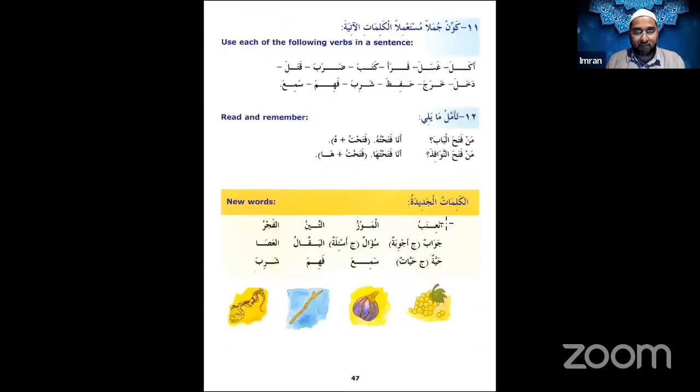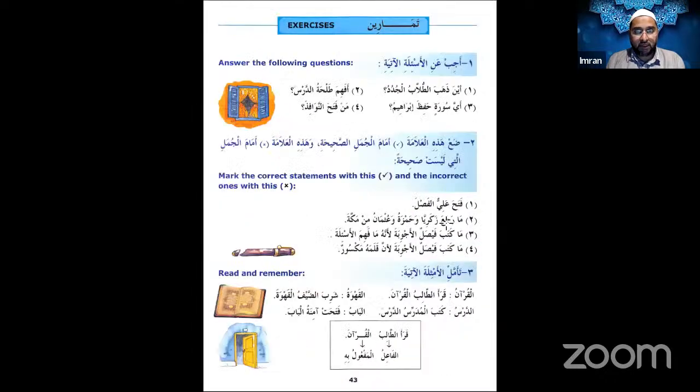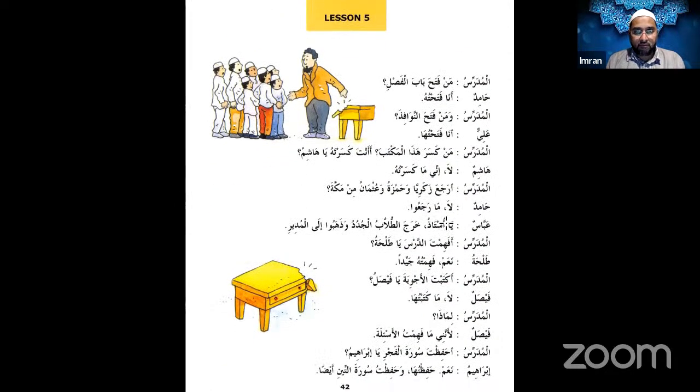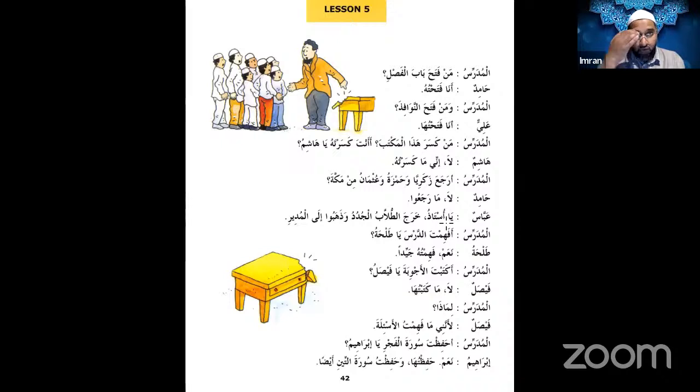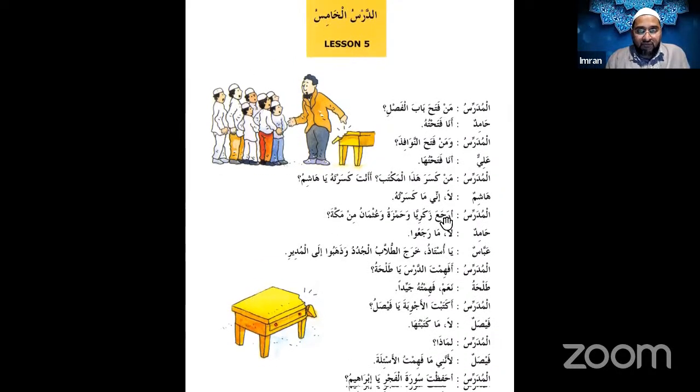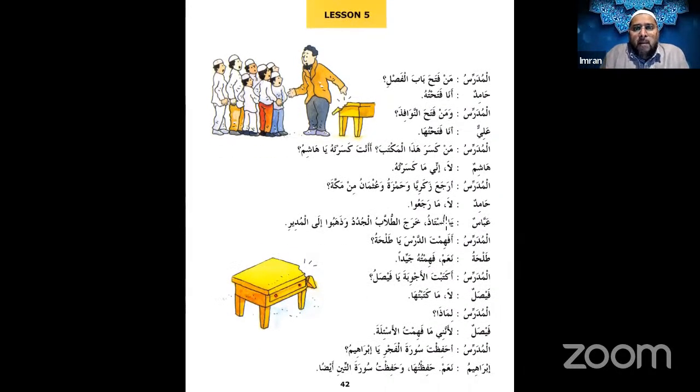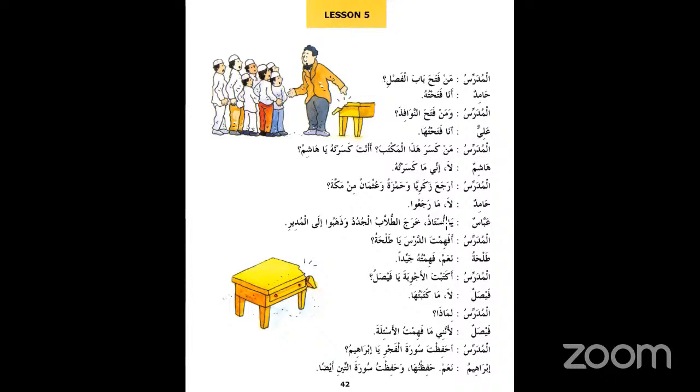Right. Let me go through the lesson now. Bismillahir Rahmanir Rahim. I'm going to read the lesson and then I'll bring some students on the mic. Ad-Darsul Khamisu, the fifth lesson. Al-Mudarrisu, man fataha bab al-fasl, who opened the classroom door? Ana fatahtuhu, I opened it. Now I have a question straight away, and the person who's going to answer it is Sister Sharabano. She asks us a lot of questions in the class.